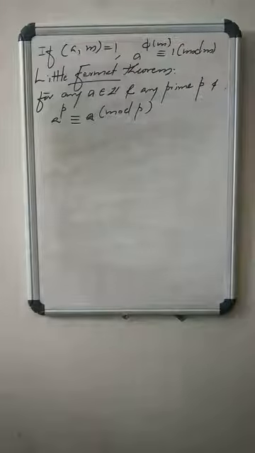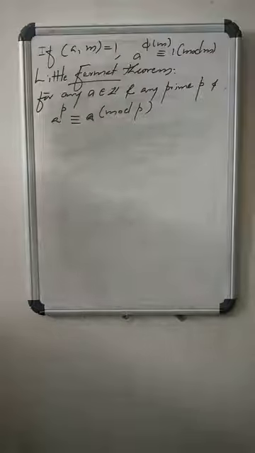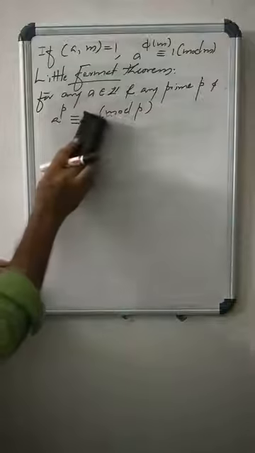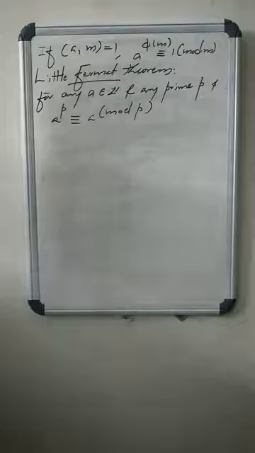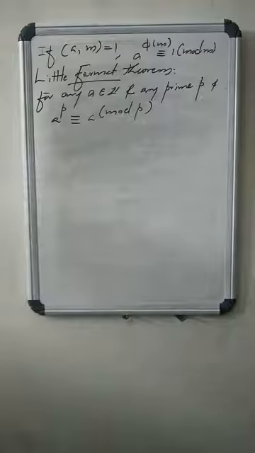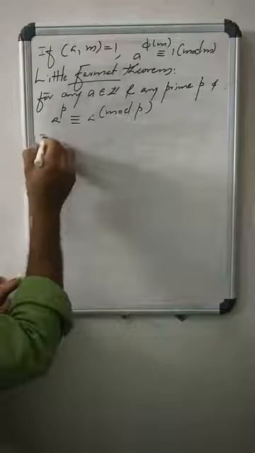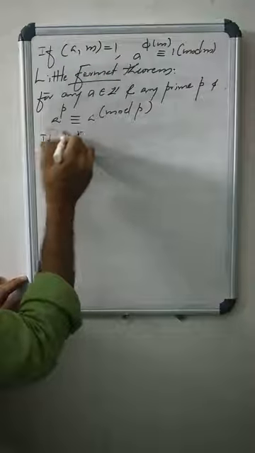For any integer a and any prime p, a^p is congruent to a mod p. This is the little Fermat theorem. Euler-Fermat states that when a and m are relatively prime, then a^φ(m) is congruent to 1 mod m. But the little Fermat theorem states that a^p is congruent to a mod p for any integer a and any prime p. How? If p does not divide a, first case, here is the proof.